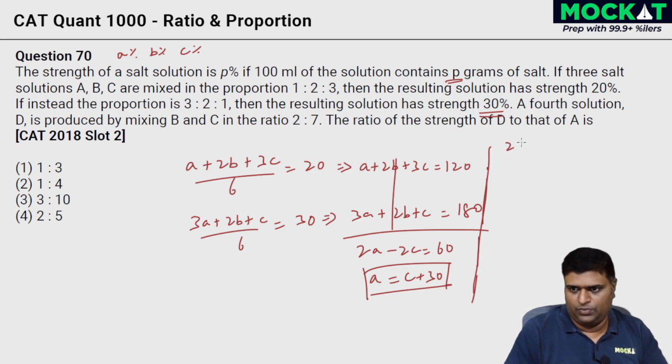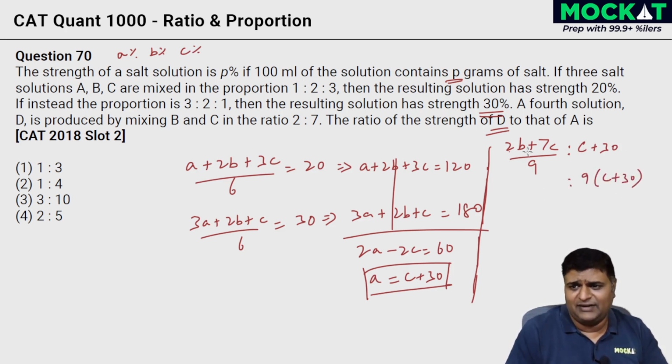Now, what do we get? 2B plus 7C divided by 9. That's the strength now of this. So what is the ratio of the strength of D, which is this 2B plus 7C by 9, the weighted average, to that of A, which is known to be C plus 30. A is a strength and we know that to be C plus 30. Very good. 9 can be taken there and we can write it as 9 times C plus 30.